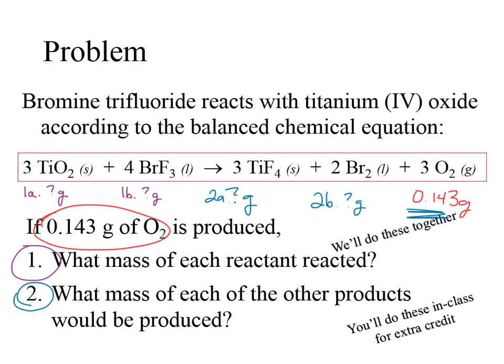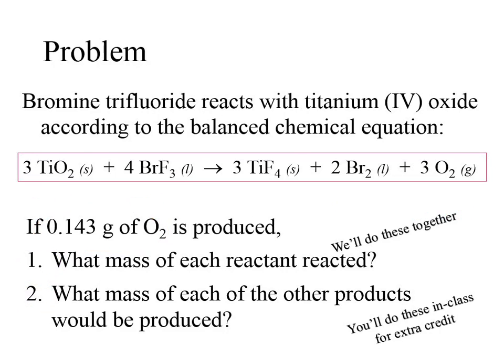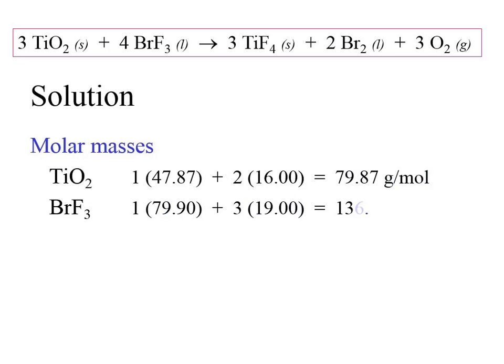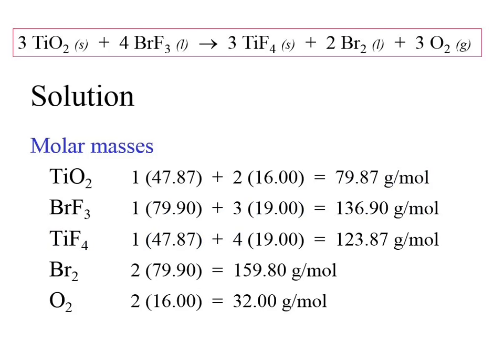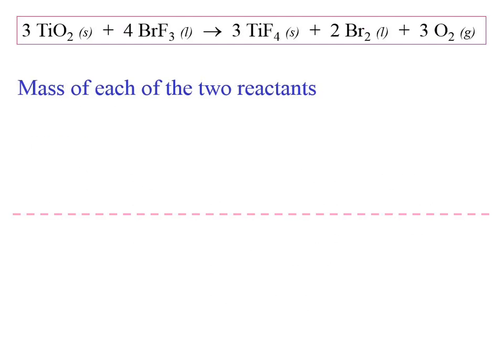Okay, so let's go ahead and do the first one. Let's do 1A. For 1A, we're going from the mass of O2, 0.143 grams of O2, to question mark grams of TiO2. So what's our first term going to be? 0.143 grams of O2 over 1. Perfect.